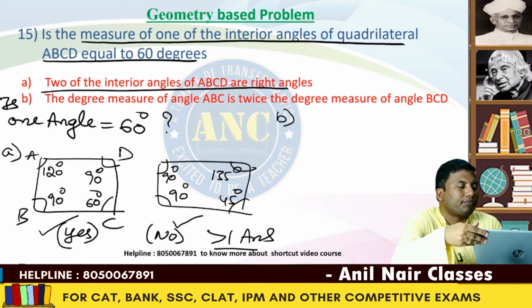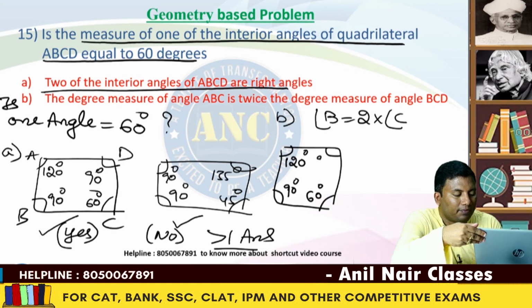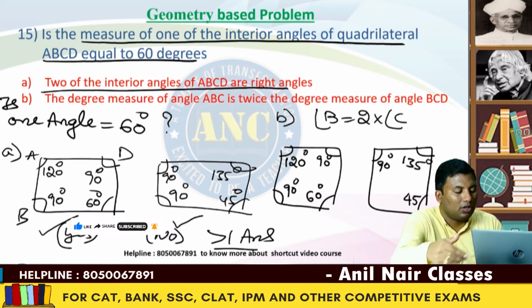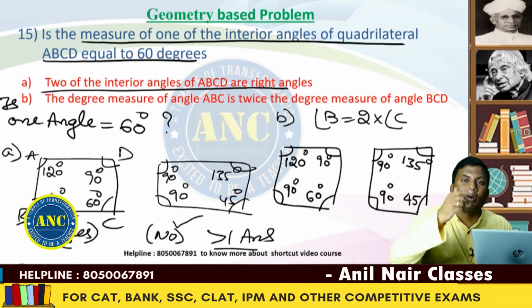Statement 2: angle B is twice angle C. If this is 60, this is 120, and this could be 90, 90. Or if it is 45, this could be 90, this could be 135, this could be 135, and this could be 90. Are you all with me?